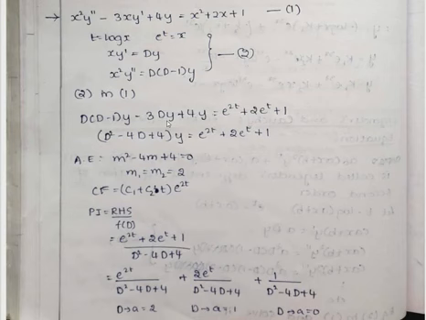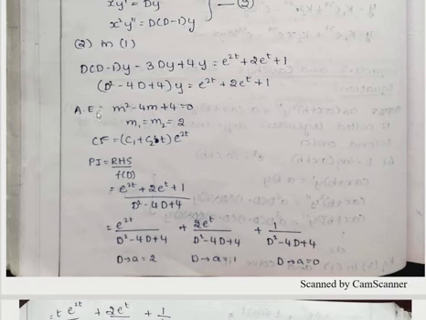Therefore here y is the common term, take it outside. What is the remaining term here? D² − D − 3D, that is D² − 4D, plus 4, and y is the common term, therefore that is equal to e^(2t) + 2e^t + 1. Next find out the auxiliary equation.